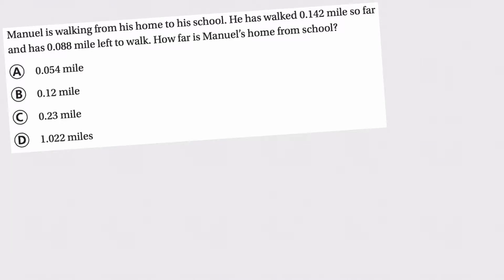Manuel is walking from his home to his school. He has walked 0 and 142 thousandths miles so far, and has 88 thousandths miles left to walk. How far is Manuel's home from his school? So in this one, it doesn't tell us if we're adding or subtracting. So I'm going to draw a picture to help me figure out what to do here.